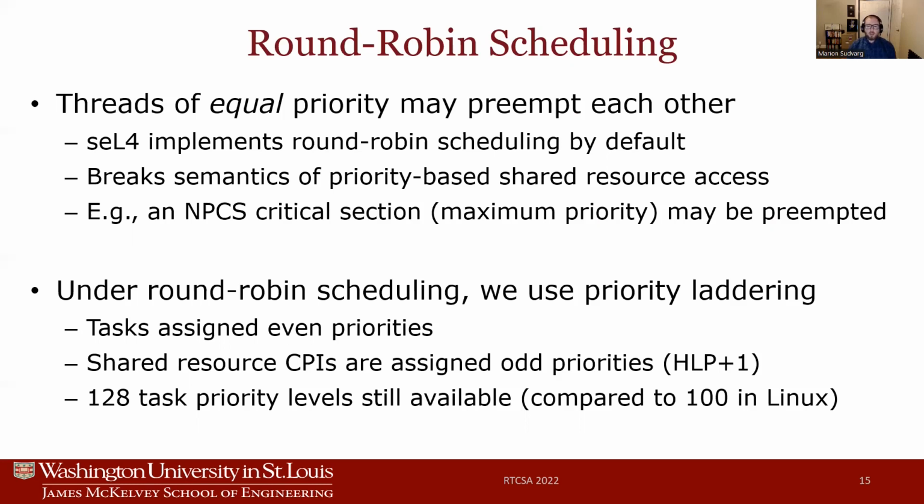Tasks are assigned even priorities, while shared resource CPI threads are assigned odd priorities, which will either be the maximum system priority in the case of non-preemptive critical sections, or the highest priority among possible requesting tasks, +1. So this does restrict us to 128 instead of 256 priority levels in seL4, but this is still more than the 100 priority levels available in Linux and should be sufficient for most real-time task systems.